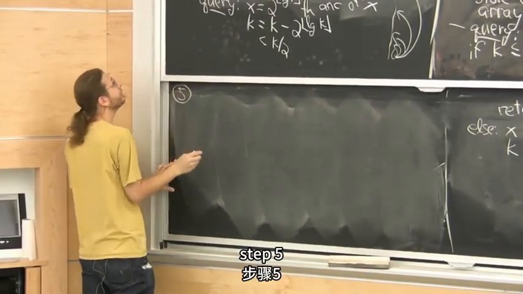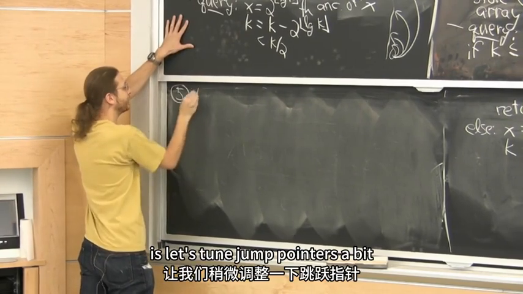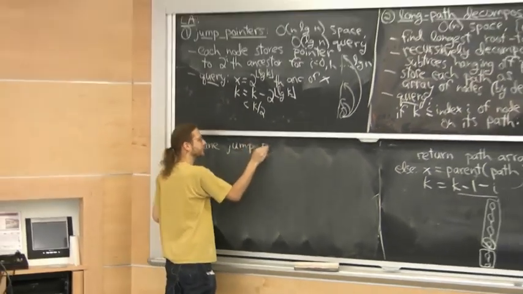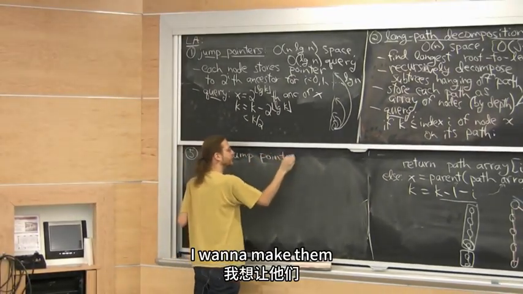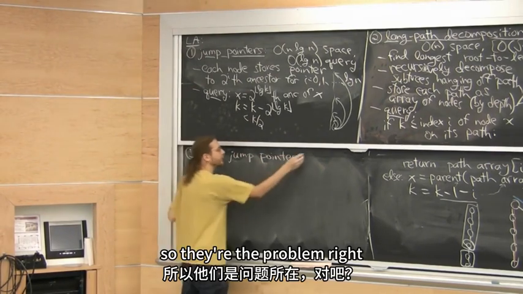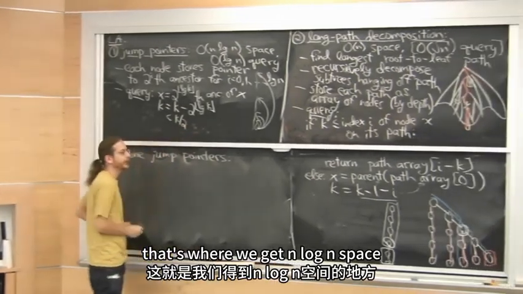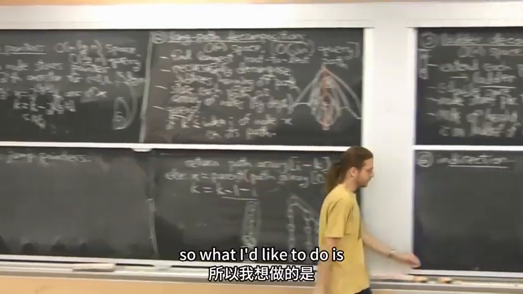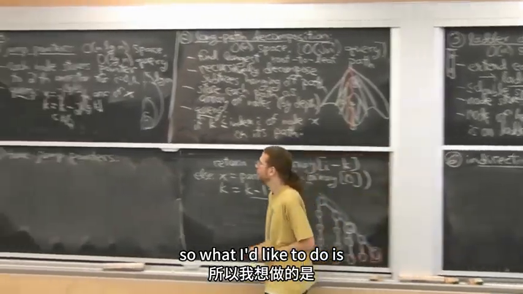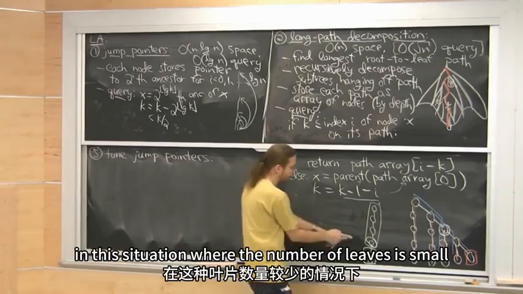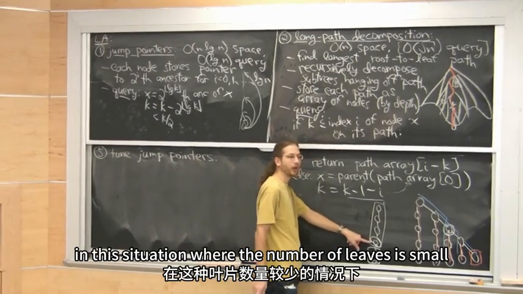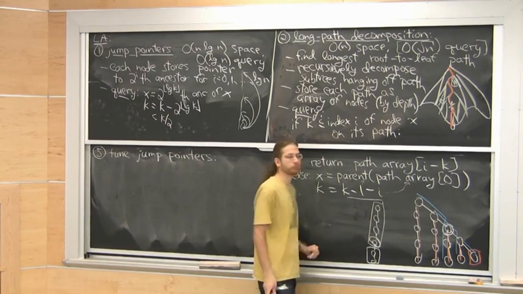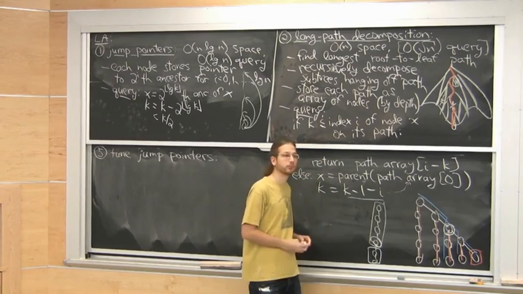Step 5 is let's tune jump pointers a bit. They're the problem, right? That's where we get n log n space. They're the only source of our n log n space. So what I'd like to do is, in this situation where the number of leaves is small, we'll see what small is in a moment, I would like jump pointers to be linear size.